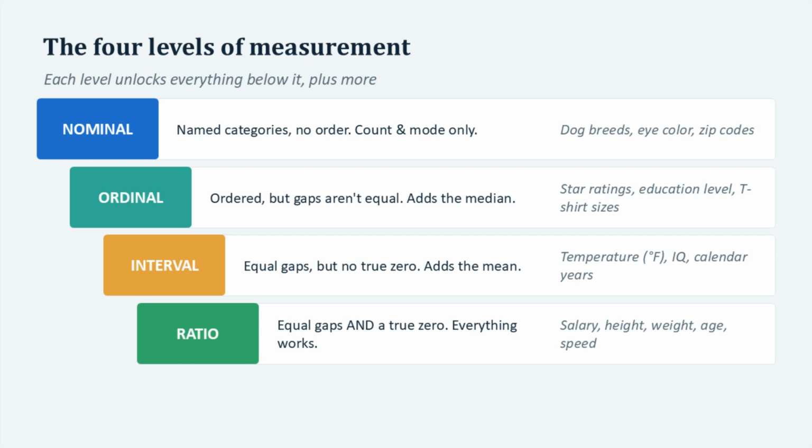With ordinal data, we can put things in order. We can rank them. But here's the catch. The gaps between the categories are not necessarily equal. Think about star ratings, education level, or t-shirt sizes. A 5-star review is better than a 4-star review, sure. But is the jump from 1 star to 2 stars exactly the same size as the jump from 4 stars to 5 stars? Not really.